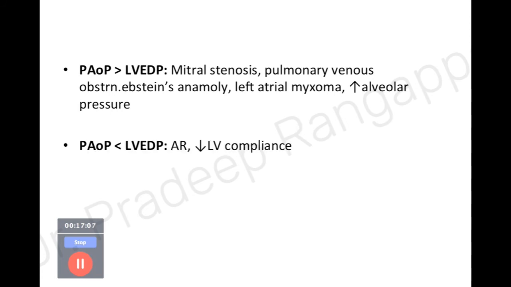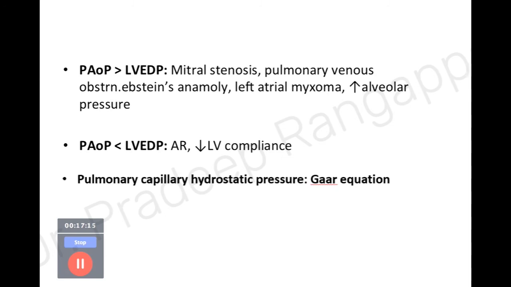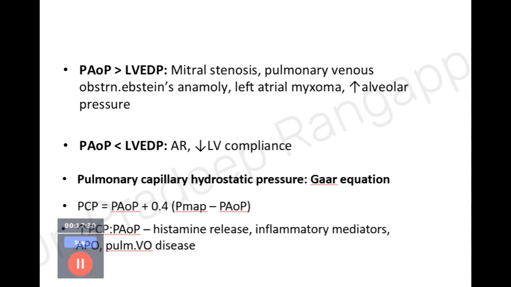There are situations where pulmonary artery occlusive pressure can be less than left ventricular end diastolic pressure. That is again in a regurgitant lesion like aortic regurgitation, or reduced LV compliance. And there is something called pulmonary capillary hydrostatic pressure, which can be measured by the Gaar equation, calculated by this formula: pulmonary artery occlusive pressure plus 0.4 into mean arterial pressure minus occlusive pressure. This ratio of pulmonary capillary pressure to occlusive pressure tends to go up in inflammatory conditions like histamine release, inflammatory mediators, pulmonary edema, or pulmonary veno-occlusive disease. So these are all things that you can keep in mind.